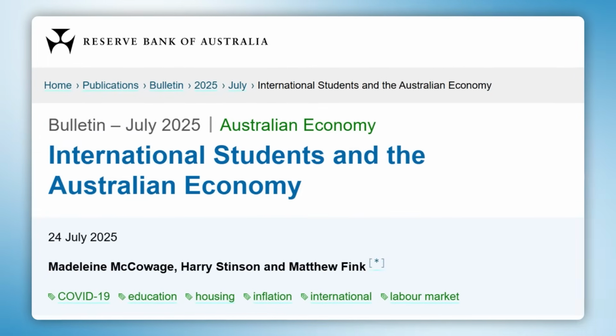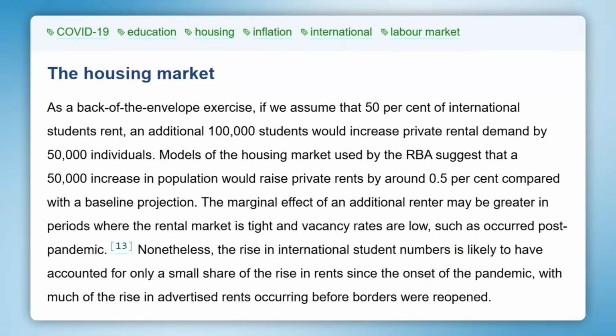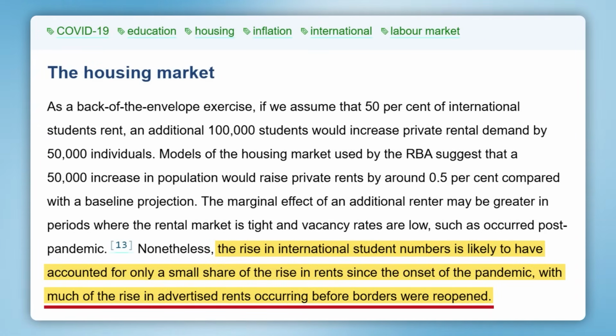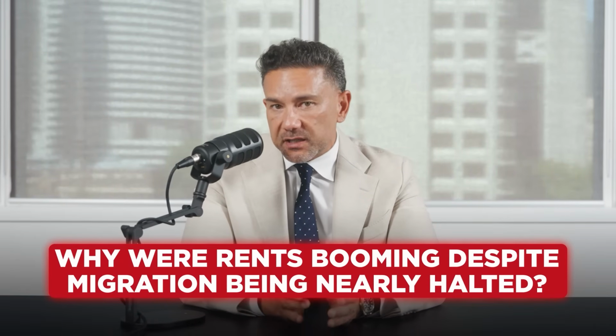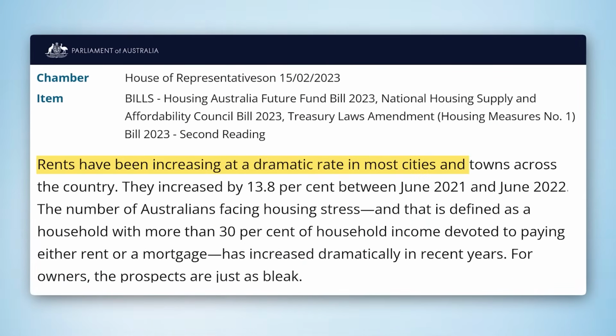Because here's the thing most people do not realize. According to the Reserve Bank of Australia, the biggest jump in rents happened before the borders reopened. So think about that. If you look at rent growth, the pressure built right after 2020, even though borders didn't properly reopen until 2022. So why were rents already running hot if migration was basically shut down? And this is why this matters, because the RBA literally says rents surged 13.8% between 2021 and 2022 when international students were still largely locked out.